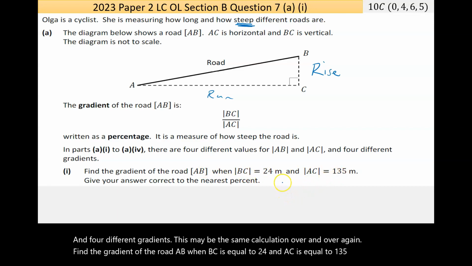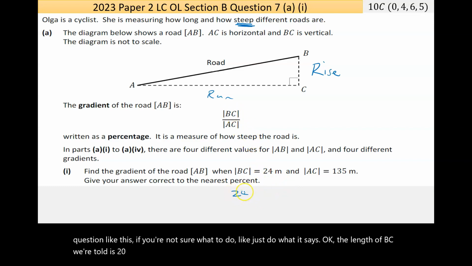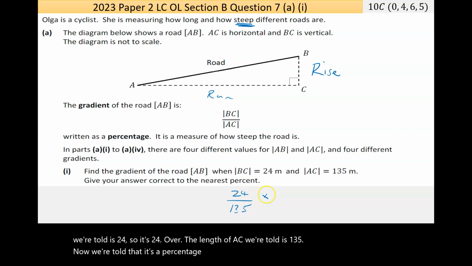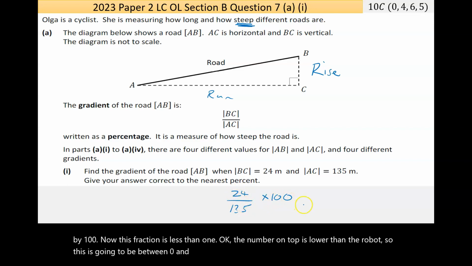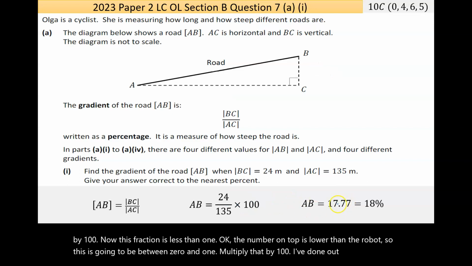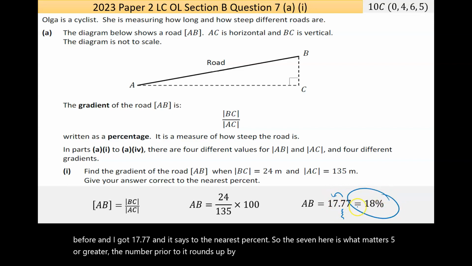So look, in a question like this, if you're not sure what to do, just do what it says. The length of BC we're told is 24, so it's 24 over the length of AC, which we're told is 135. Now we're told that it's a percentage, so to get a percentage, we always multiply by 100. Now this fraction is less than 1, the number on top is lower than the number on bottom, so this is going to be between 0 and 1. Multiply that by 100. I have it done out here from before, and I got 17.77, and it says to the nearest percent, so the 7 here is what matters. 5 or greater, the number prior to it rounds up by 1, and we get 18%.